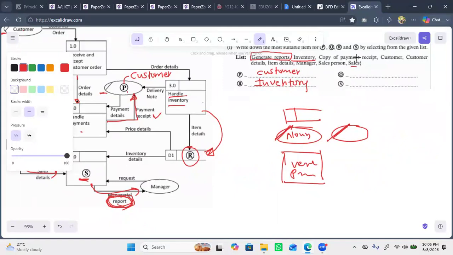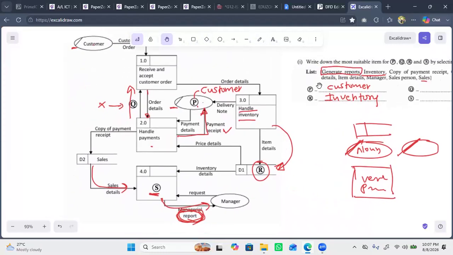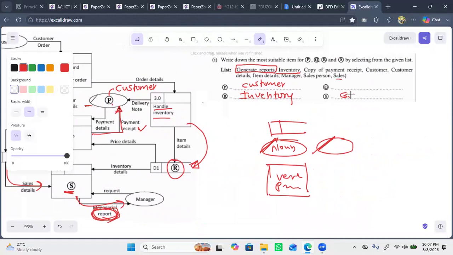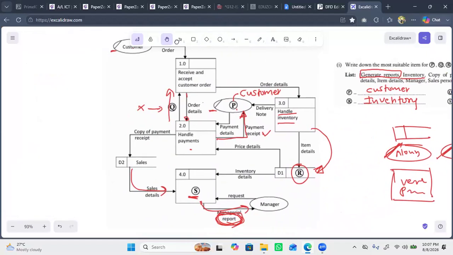Inventory, not a process. Copy of payment is a data that is flowing, not a process. Customer is an entity, not a data flow or a process. Customer details, a data that is flowing. Item details, again a data that is flowing. Manager, an entity. Salesperson, again an entity. Sales is a data store. Then this is the only process available here. It should be what? Generate reports. That is the process. The only process we can put here. Right.